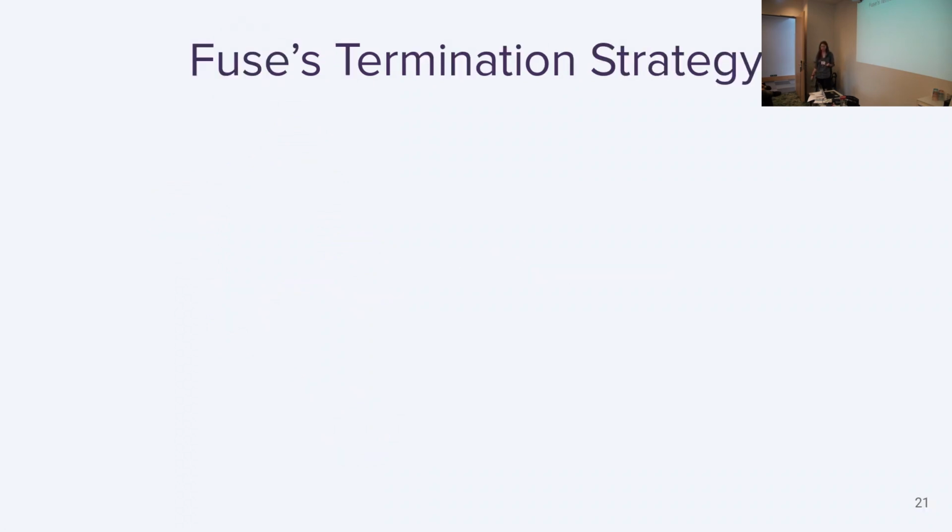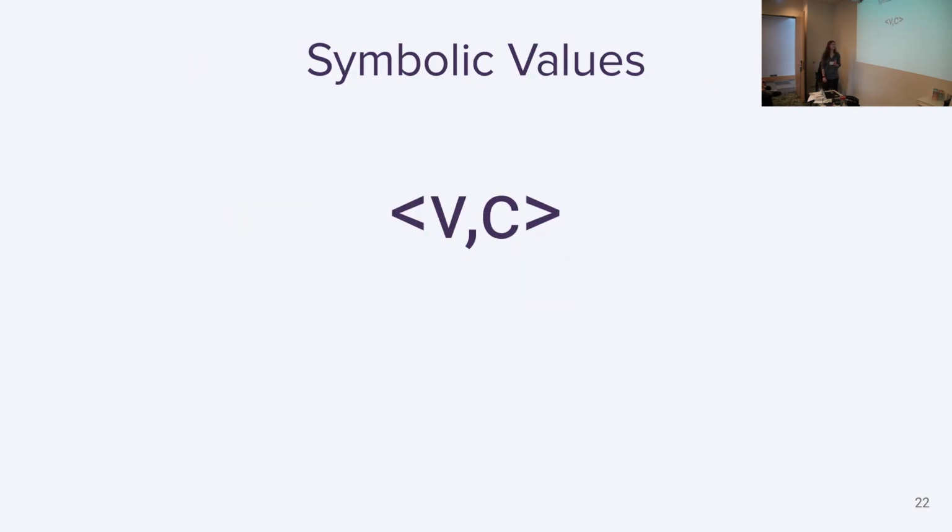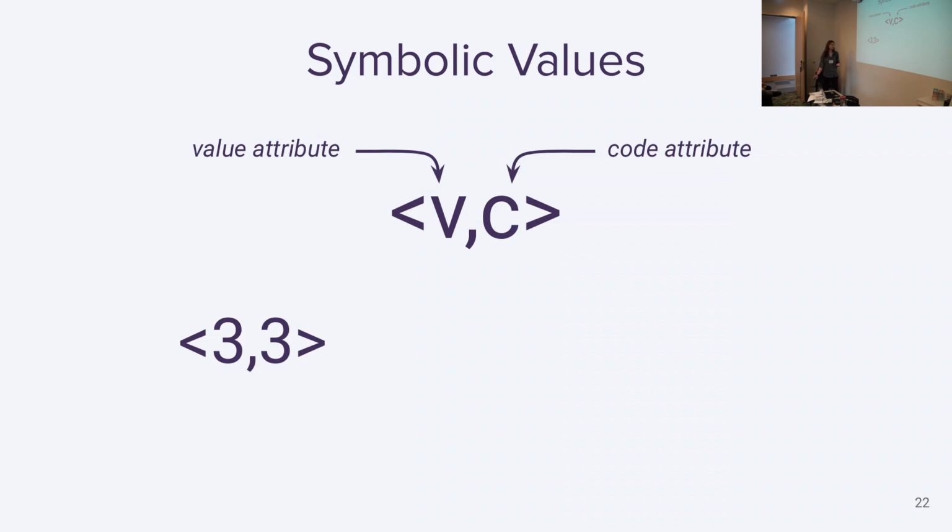So what does Fuse use in order to terminate on these kinds of programs? It's kind of risky for me to say this at Scheme Workshop, but it uses types. Not exactly types. So the leaves of these programs are symbolic values. And a symbolic value is a pair of a value attribute and a code attribute. So representing the number 3 would look like this. We would have 3 as the actual value and 3 as the code that generates that value.